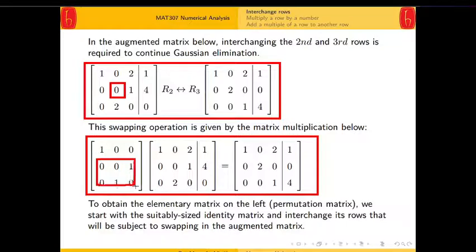Okay, so we first perform the interchanging on the identity matrix. That is, we start with the identity matrix and interchange row number 2 with row number 3. So we obtain this permutation matrix on the left. Okay, so when we multiply this augmented matrix by the permutation matrix on the left, we obtain the same result.